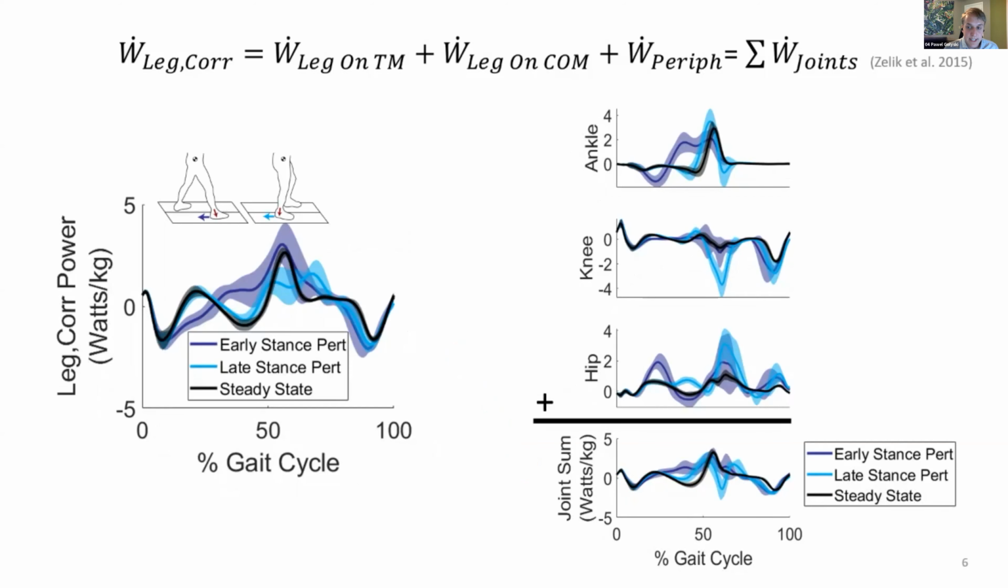Through our perturbations, we extended this idea to investigate how the ankle, knee, and hip joint contributions change to mediate the changes in work of the legs during and after the perturbation. Again, we calculated the corrected leg powers as the sum of the treadmill, center of mass, and peripheral contributions, with that being visualized on the left over perturbed gait cycles. For these perturbed strides, we can see that there are substantial changes in mechanical power across all joints on the right, relative to the steady state power fluctuations shown in black.